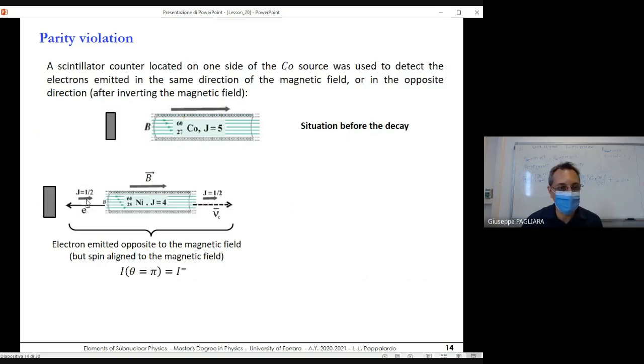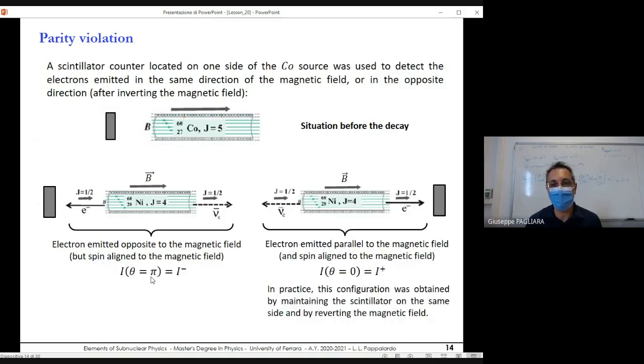Of course, the spin must stay the same in order to allow angular momentum conservation. So the spin can always point along the magnetic field, but the momentum can be opposite in principle. In this configuration, one can measure the intensity of the electron in the scintillator. We can call this I minus, or theta equal pi.